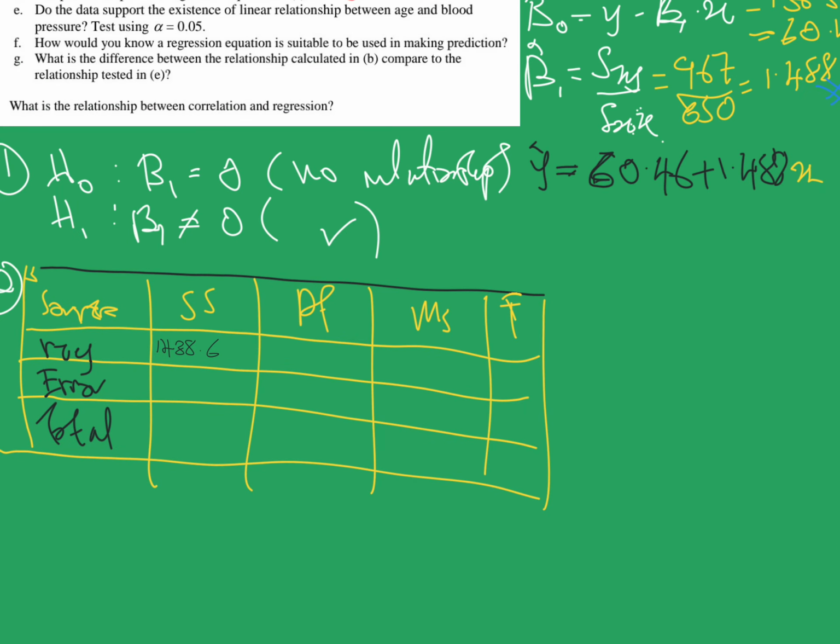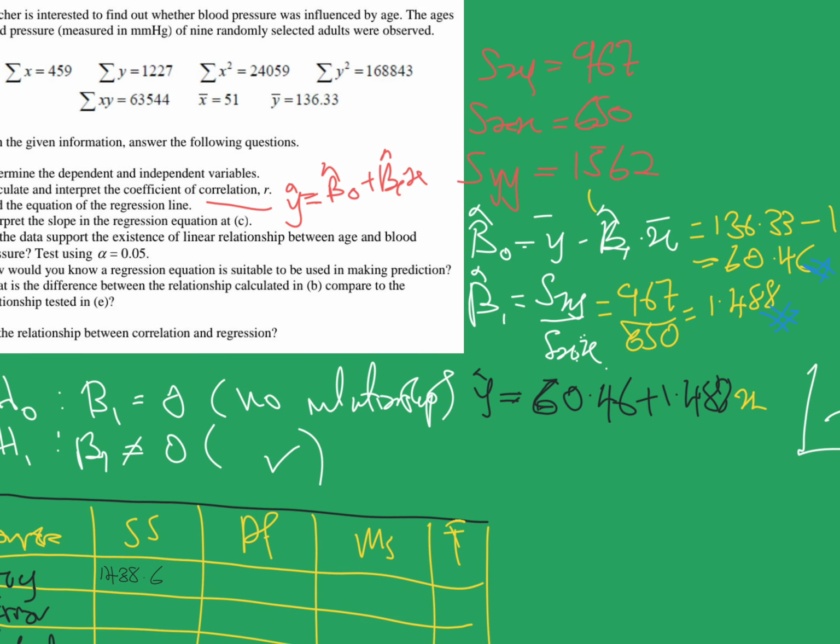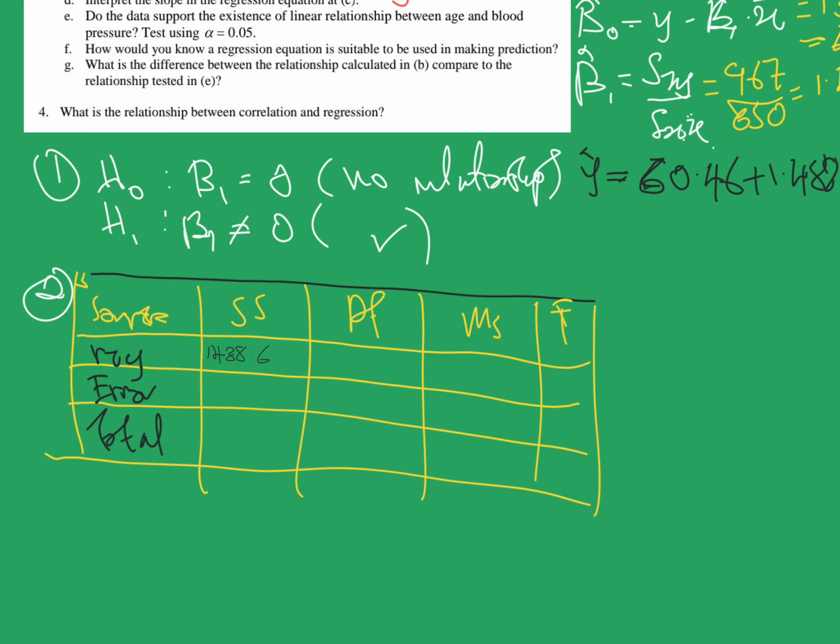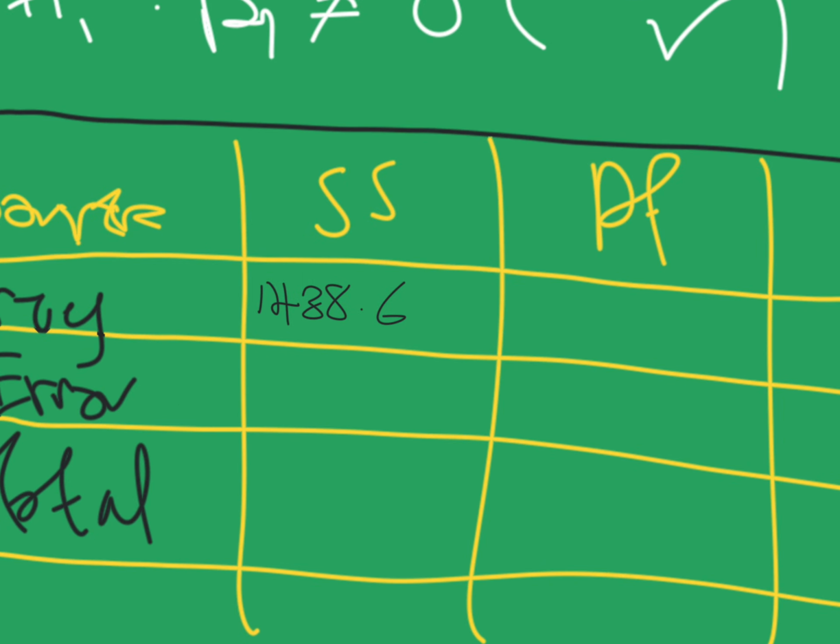Then we have the total. The SS for total is equal to SYY. What is the value of SYY? Let's look at it again. 1562. Then for the error, simply subtract between total and regression. 1562 minus 1438.4 gives us 123.4. So that is the regression.